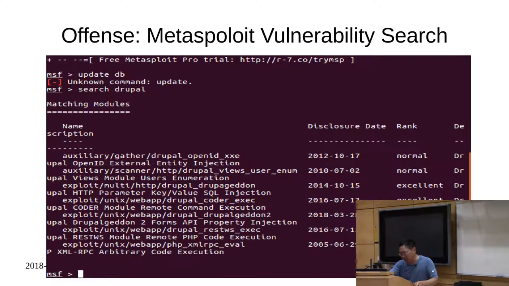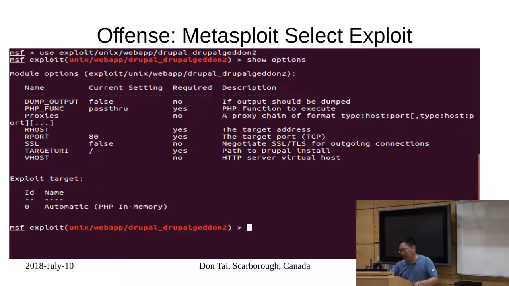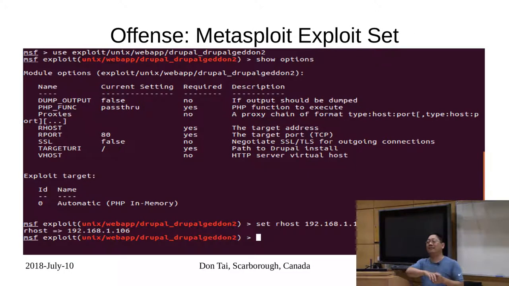You go to the Drupalgeddon one, and it says exploit Unix web app Drupal Drupalgeddon 2. And you just do a use that, and then it knows which exploit you're trying to do. So then it gives you a list of options, and one of the options, of course, is who you want to hack. And so you can set that option by going set RHOST, some IP address, and it will set it. And then once you set up all your options.